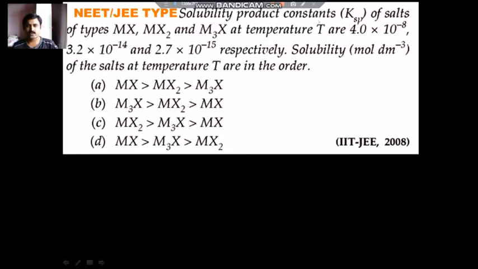Next, the solubility product constants Ksp values of salts MX, MX2, M3X at temperature T are 4 into 10 power minus 8, 3.2 into 10 power minus 14, 2.7 into 10 power minus 15 respectively. Means the Ksp values of MX, MX2, M3X are given here. And the solubility in moles per decimeter cube of the salts will be in which order, meaning you have to arrange them in either increasing or decreasing order. In all the options we have decreasing order, so after calculation we can arrange them in decreasing order.